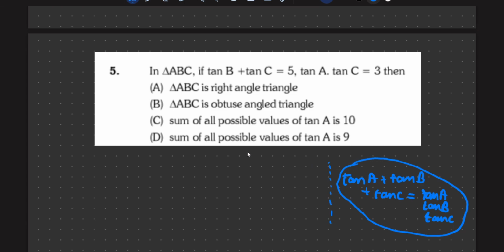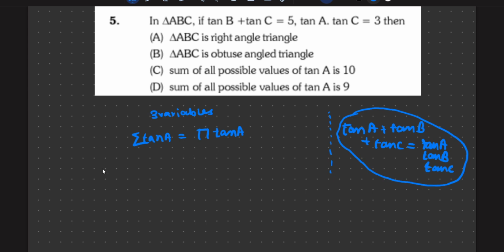Okay, so now we have been given two equations, right? Now we need to find a third equation since we have three variables and we have only two equations. So the third equation would be this one only, which I have written over here. Let me write tan A plus tan B plus tan C as summation tan A, and tan A, tan B, tan C as pi tan A, just for convenience. I will keep tan C as it appears in both the equations. That is why I will try to get an equation in terms of tan C.